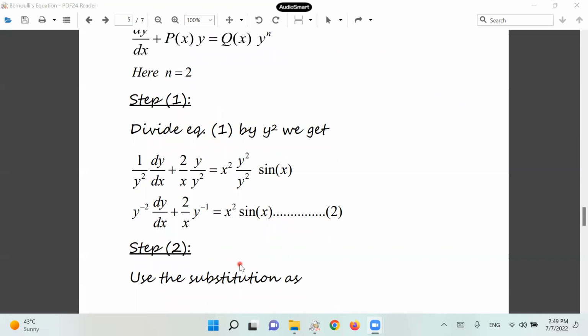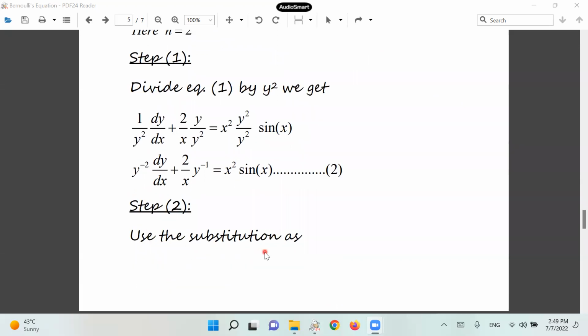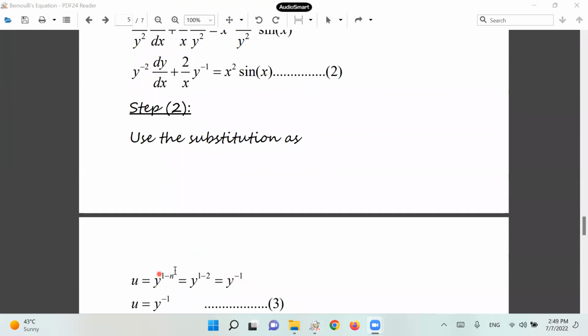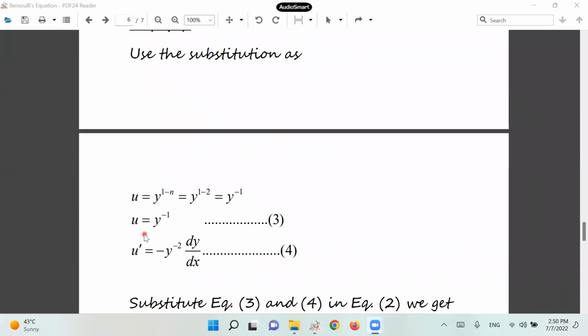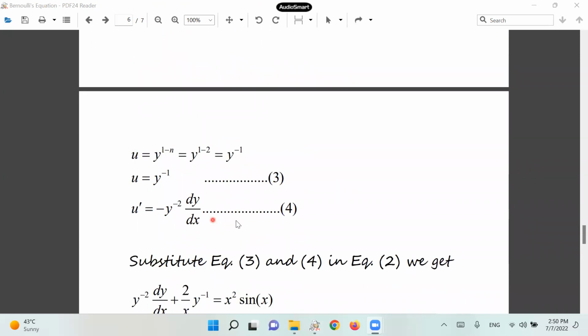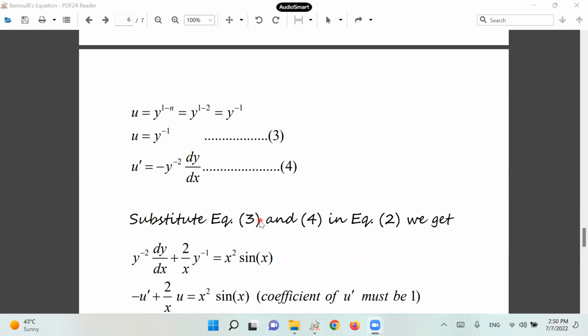Now the second step is that we have to make the substitution u equals y power 1 minus n. Always this is fixed. So n in this question is 2, so 1 minus 2 will be y power minus 1. So u equals y power 1 minus 2, and this is equation number 3. Now we take the derivative of this. u dash equals minus y power minus 2 dy by dx, using the chain rule, and this is called equation number 4.